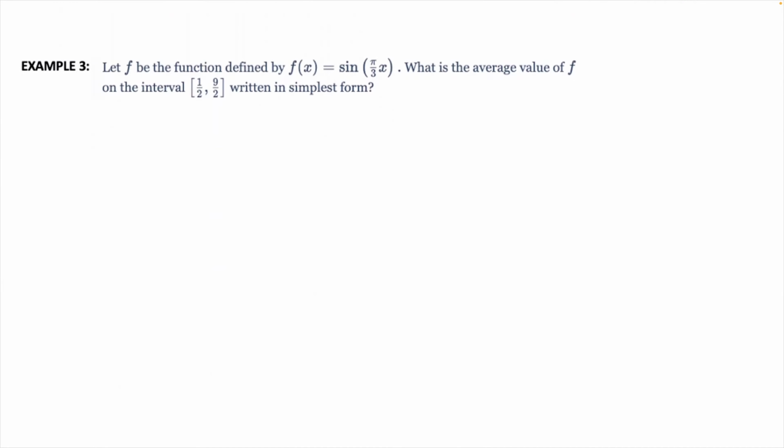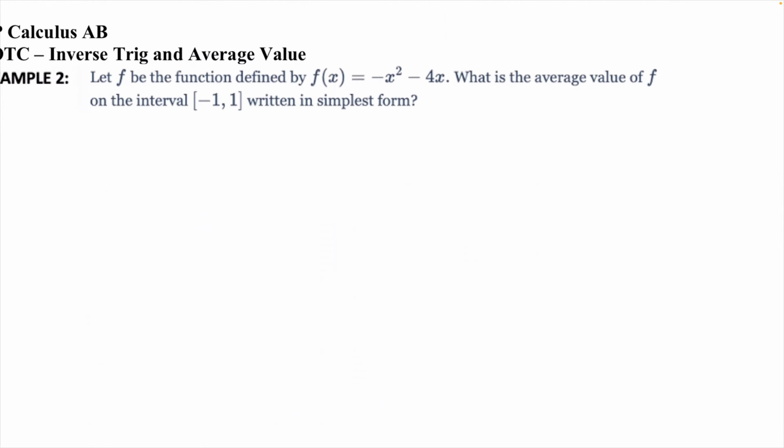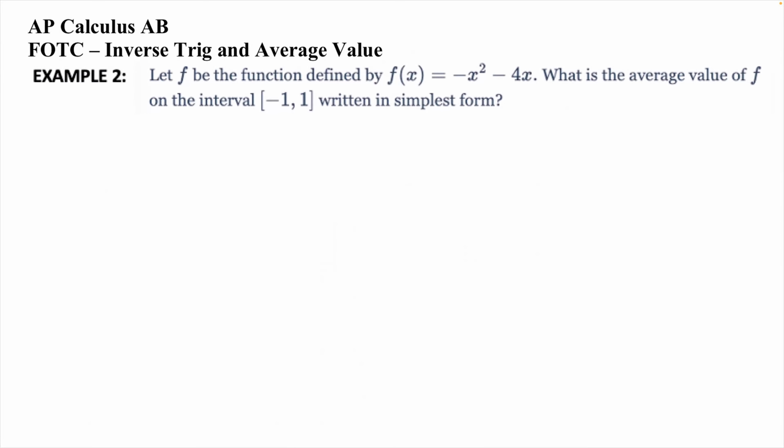All right, we've got a couple problems, and then we'll be done. Here we go. The function is negative x squared minus 4x. What is the average value of f on the interval from -1 to 1, written in simplest form? In other words, they want to know how tall that rectangle needs to be to give the same area.